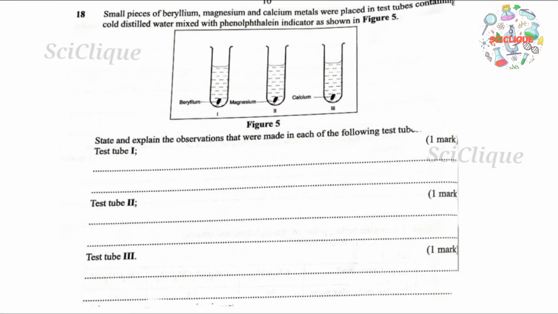Question 18. Small pieces of beryllium, magnesium, and calcium metals were placed in test tubes containing cold distilled water mixed with phenolphthalein indicator as shown in figure 5. So in this case, we are having group 2 metals, that is alkaline earth metals, reacting with water.